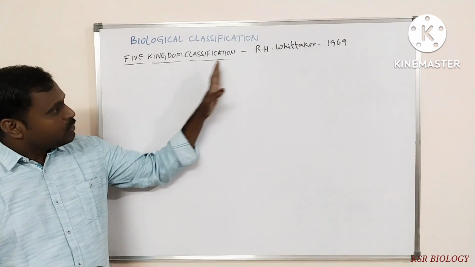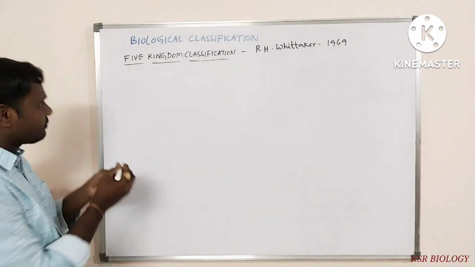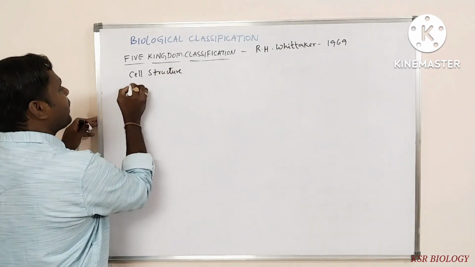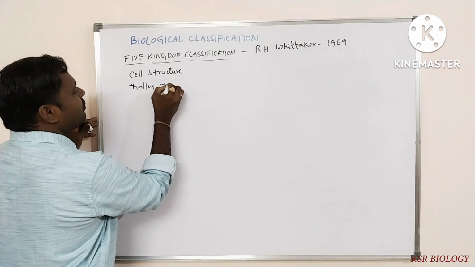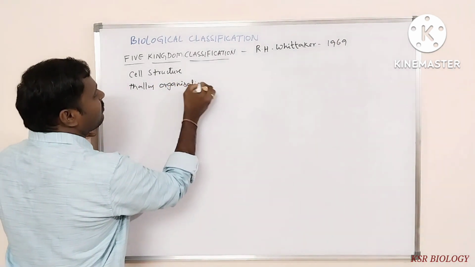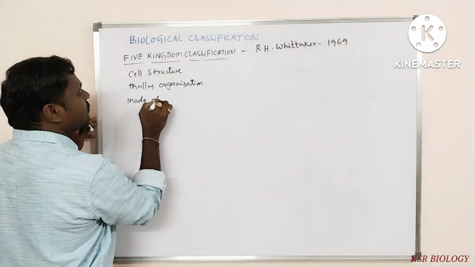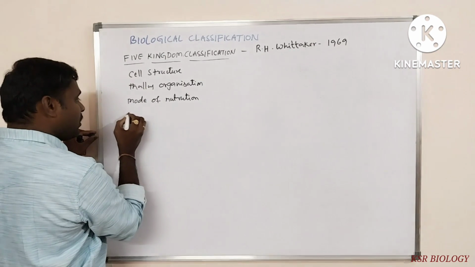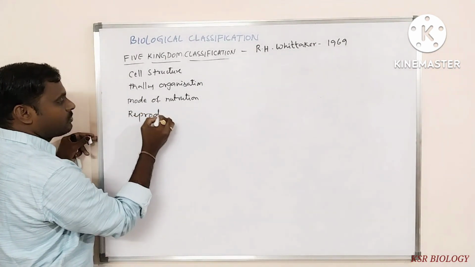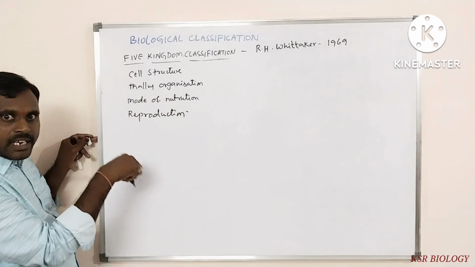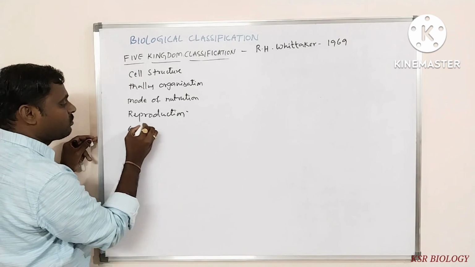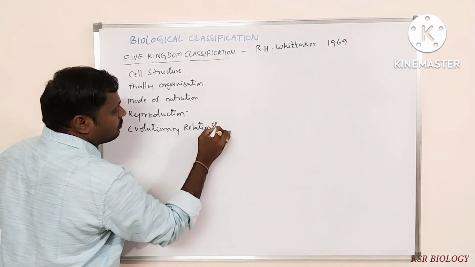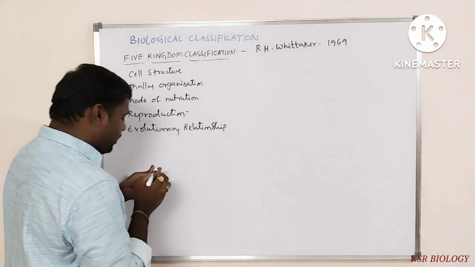The main criteria used by him to classify the organisms into five kingdoms include cell structure, thallus organization, mode of nutrition, reproduction, and evolutionary relationship or phylogenetic relationship.